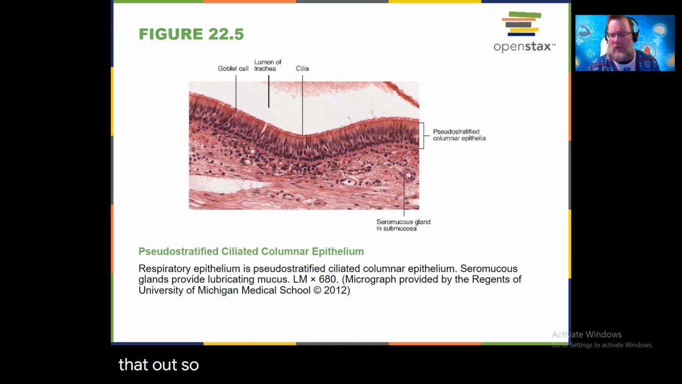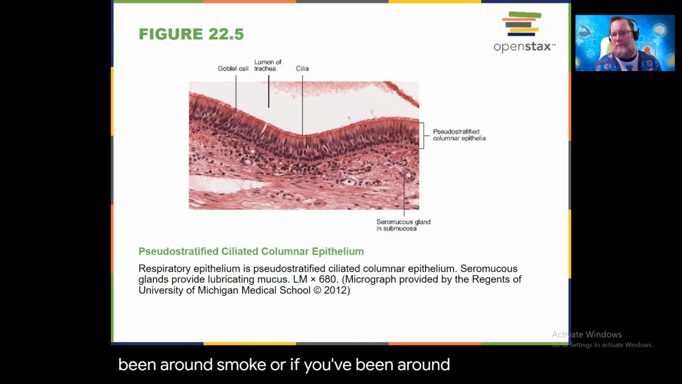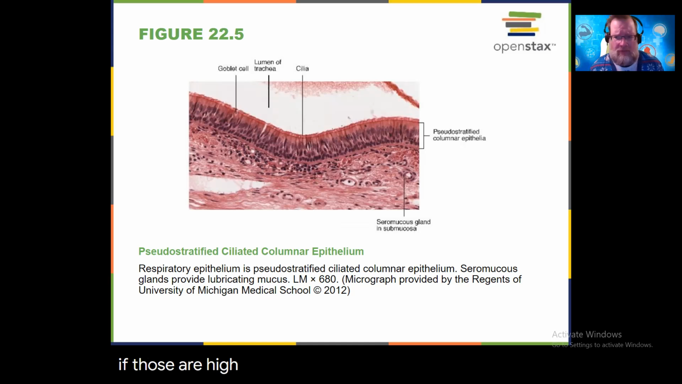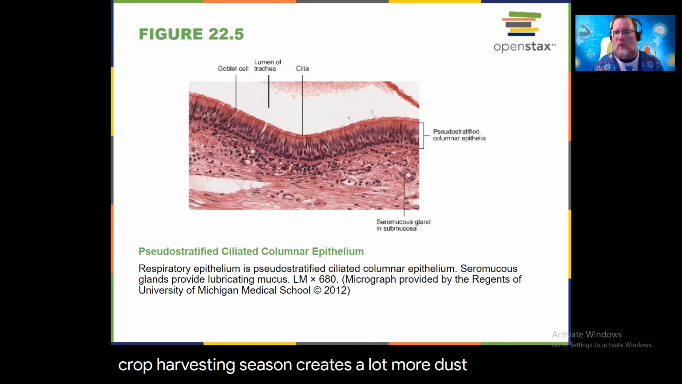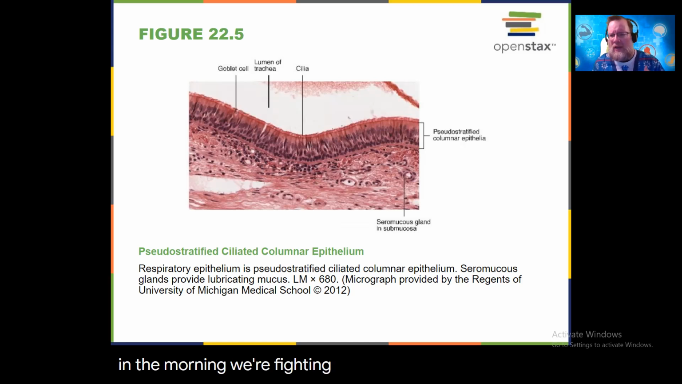It helps to move that out. But yeah, if you're a smoker, or if you've been around smoke, or some people have pollen and mildew and mold and dust allergies. And if those are at high peak, farmers, a lot of farm folks, certain times like crop harvesting season create a lot more dust. And so some people have more goop in the morning. We're finding that a lot of foods can trigger excess mucus production and get people gunked up, we call it. So your sinuses get gunked up, everything gets gunked up.